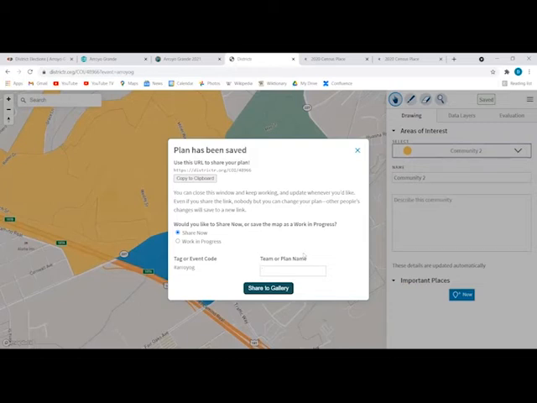So I'll call it Daniel Demo Neighborhoods and share it to gallery.